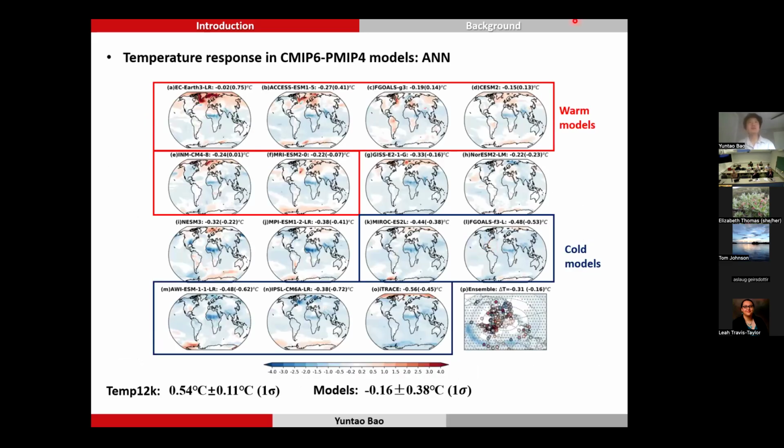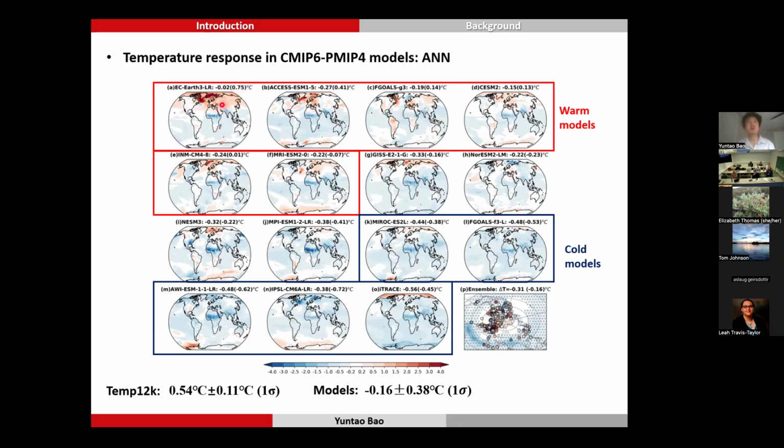Now let's look at the mid-Holocene temperature response over all the different PMIP4 models. This shows the annual mean temperature difference between the mid-Holocene and pre-industrial over all these 14 models, including iTrace, so we have 15 models. You can see that different models have very different response patterns. For example, in the EC-Earth model, you can see a very clear warming during the mid-Holocene in the Northern Hemisphere compared to other models. This warming is very large.